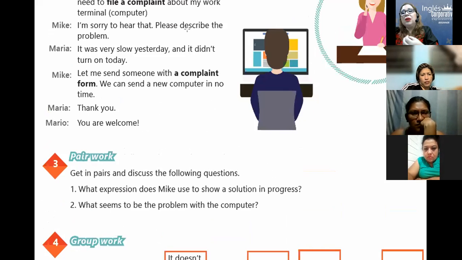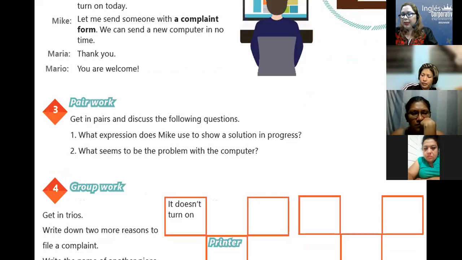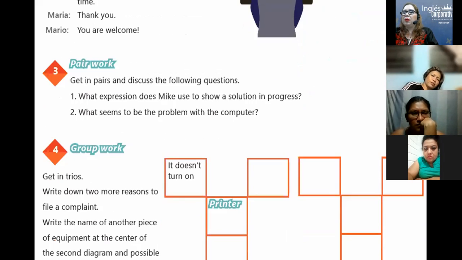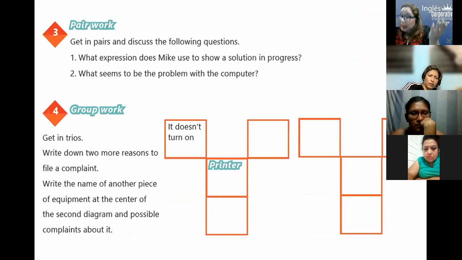Para hacerlo de una manera diferente, la pregunta es, what seems to be the problem? Eso le pudo haber preguntado Mike a María, ¿ok? Entonces, hoy les pregunto yo a ustedes, con esa pregunta, what seems to be the problem? And you have to please describe the problem with a printer, ¿ok? Vamos a hablar de los printers ahorita. Vamos a pasar a otra actividad, ¿ok?